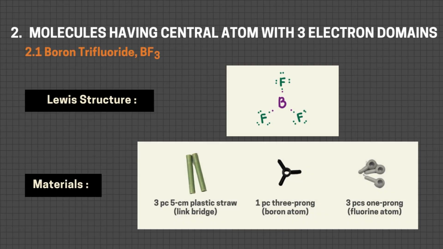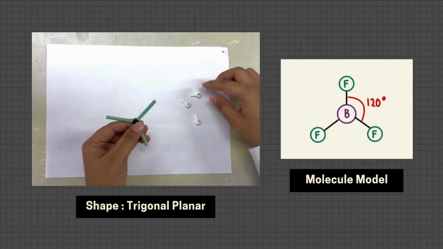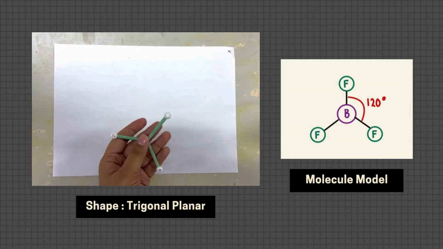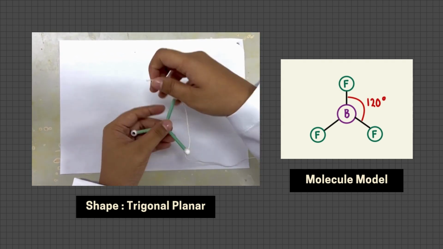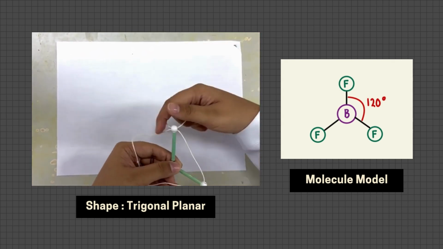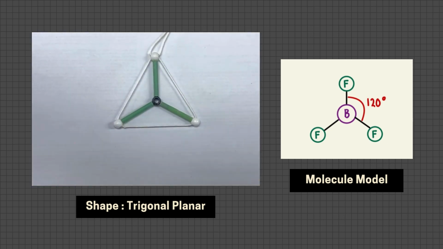For molecules having a central atom with 3 electron domains, for example, boron trifluoride, BF3. As you can see on the slide, the Lewis structure for boron trifluoride has boron as the central atom and fluorine as the electron domains. For the materials, we use 3 pieces of 5 cm plastic straw as a link bridge, 1 piece 3 prong as the boron atom, and 3 pieces 1 prong as the fluorine atoms. For the next slide, there's a video of how we construct the trigonal planar shape, and on the slide you can see the molecule model.